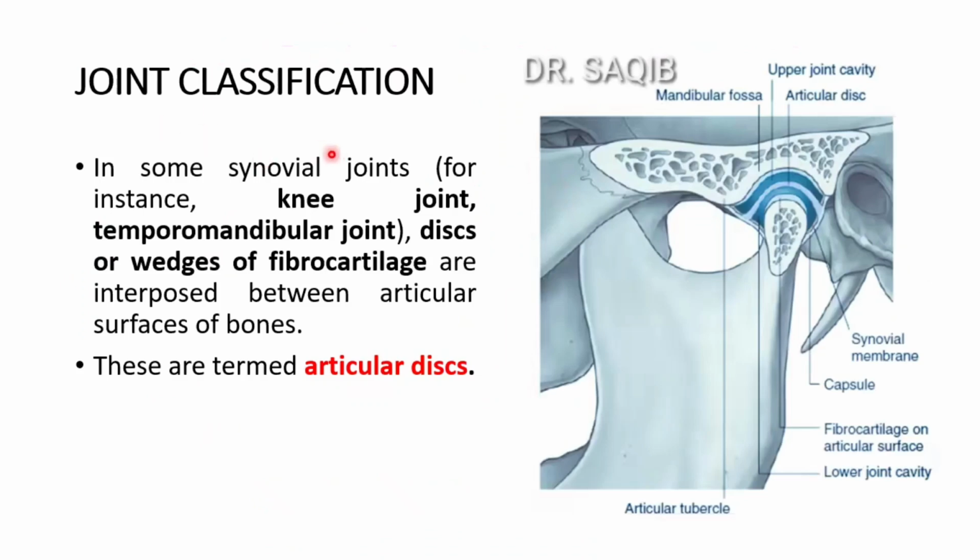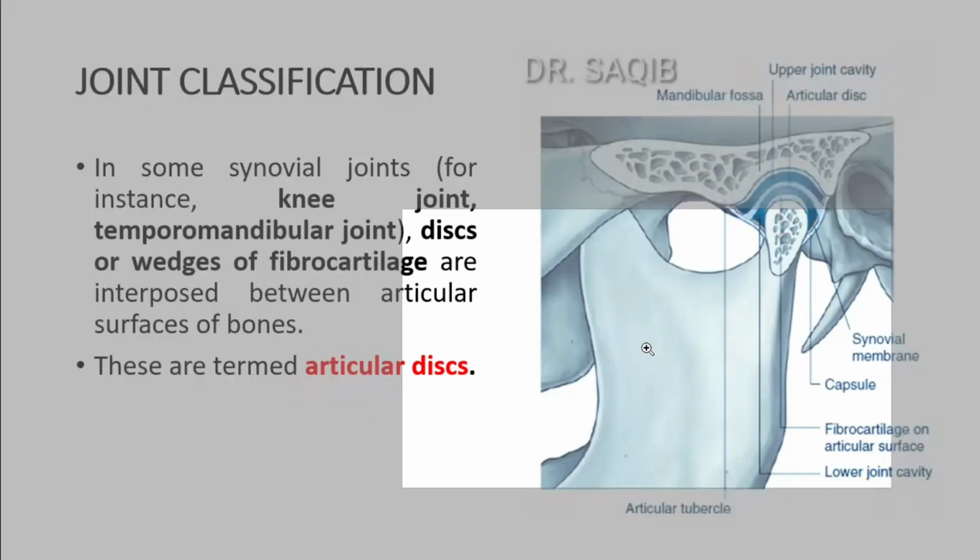Joint classification continues. In some synovial joints, for instance the knee joint and the temporomandibular joint, discs or wedges of fibrocartilage are interposed between articular surfaces of bones. These are termed articular discs. Here you could see this is the temporomandibular joint. This is the articular disc label, and follow the laser, this is the articular disc.